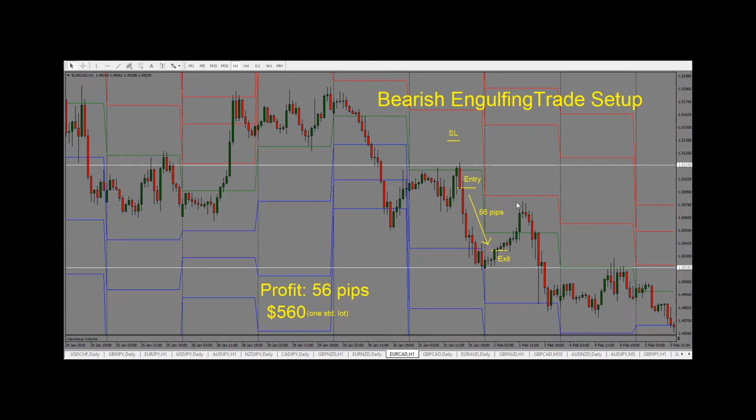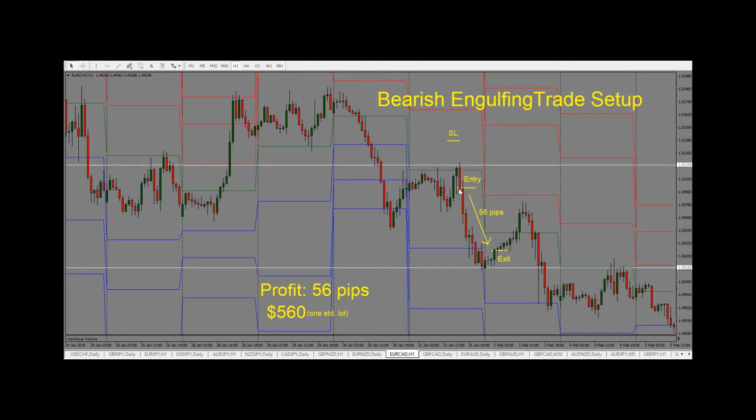So just to recap, a bearish engulfing trade setup is where our bearish candle completely engulfs the previous candle. And we are looking for this type of trade setup at a good support and resistance level. If you look over here, we see that price has reacted at this level several times before. So this is a good support and resistance level.